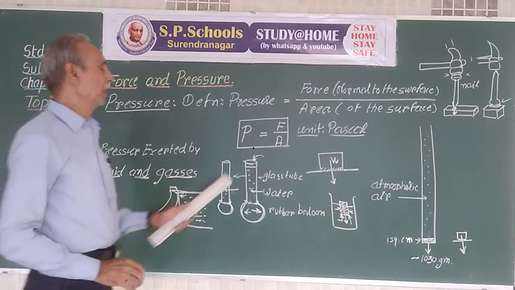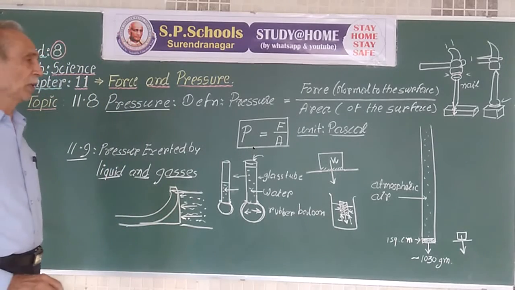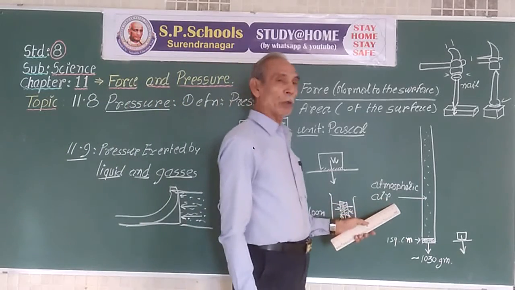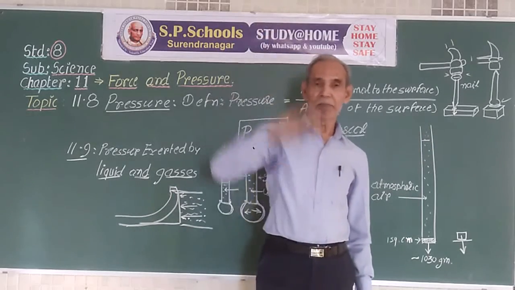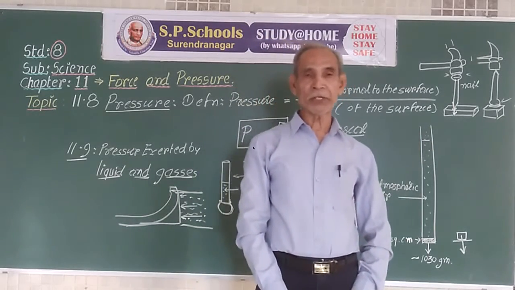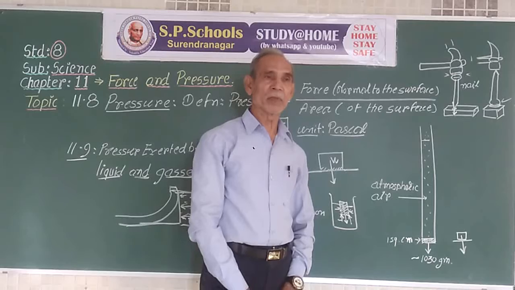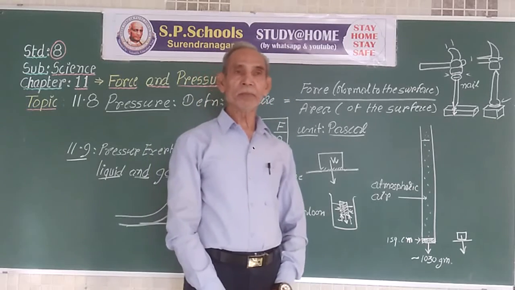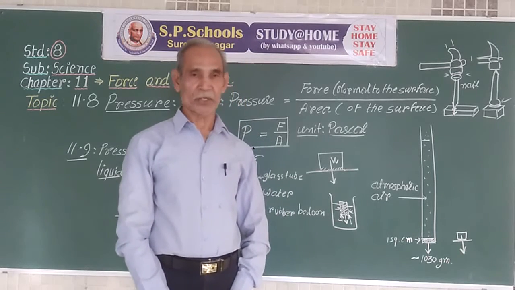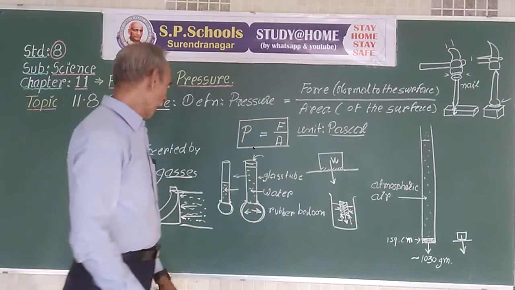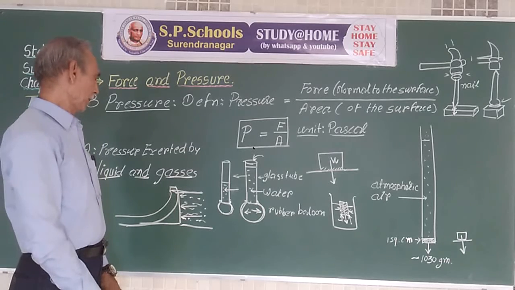Now, pressure exerted by a liquid depends upon the depth. In the atmosphere also, as you go higher, the atmospheric pressure naturally decreases. At the bottom, on the surface of the earth, the pressure is highest. Similarly, for any liquid, the pressure at the bottom will always be higher.